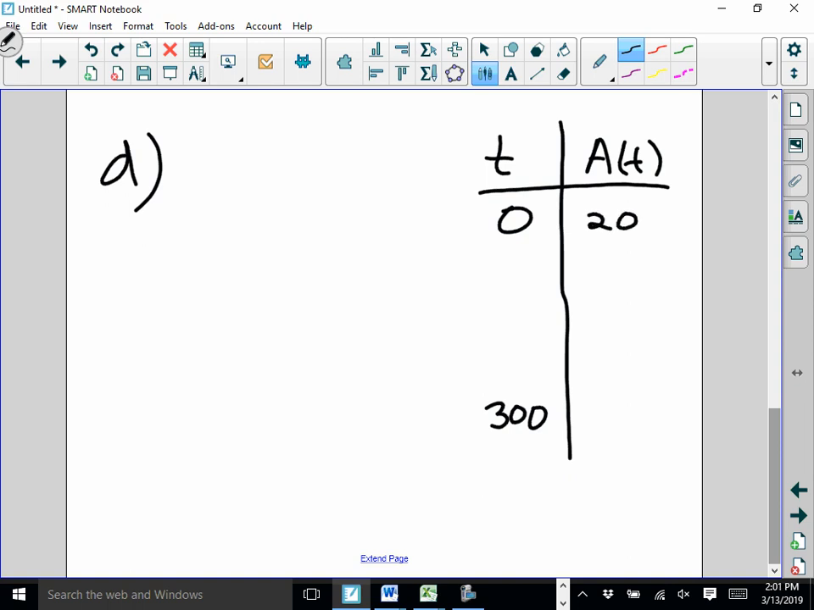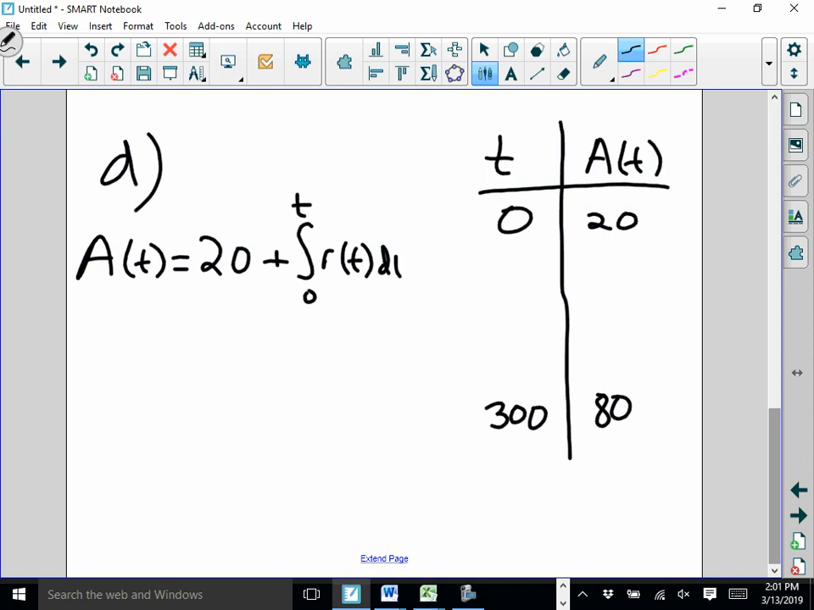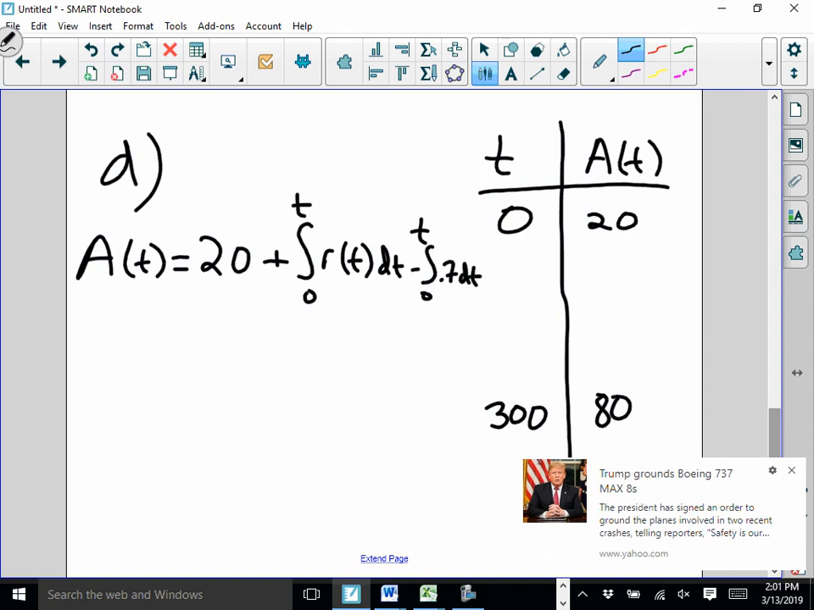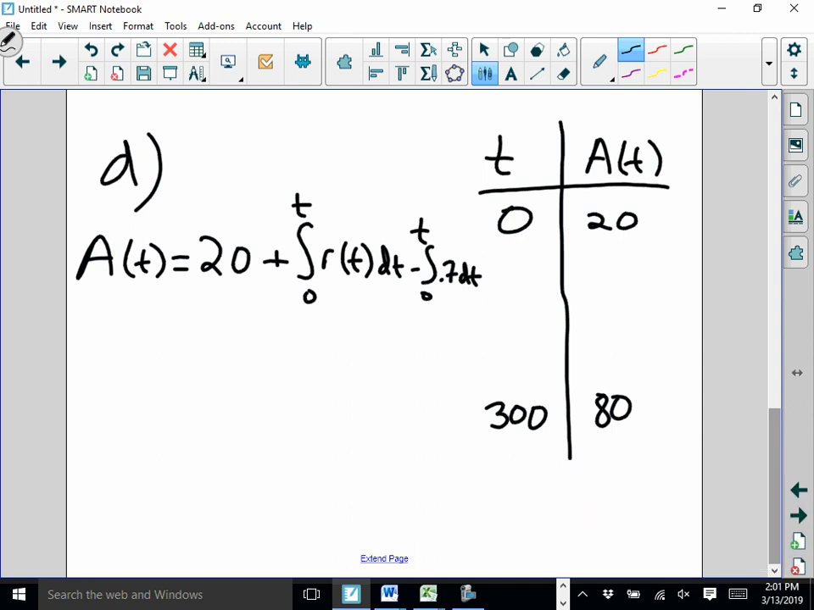But I also need to consider critical points. I'm just going to copy down that function I wrote earlier. The amount of people in line is the initial condition plus the integral of the rate in minus the integral of the rate out. Okay. That's my amount equation. And again, I need to find the critical points of the amount. And a critical point is when the derivative equals 0.